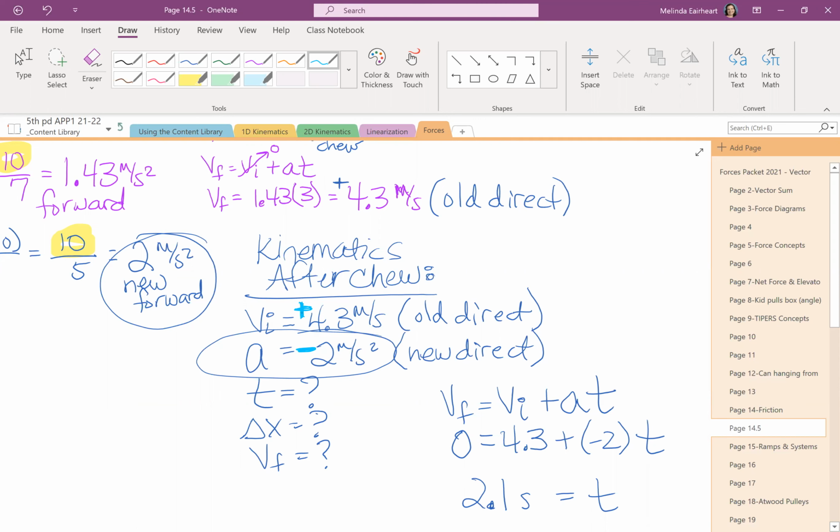For them to be in the same equation, you have to be consistent with your sign. And so if initial velocity is old forward positive, then your acceleration after the chew would be in the upward direction. And so I made that one negative. It just has to be consistent, or else if we solve for the time, you'd get a negative time, and that should be a red flag. Good deal? Any better?